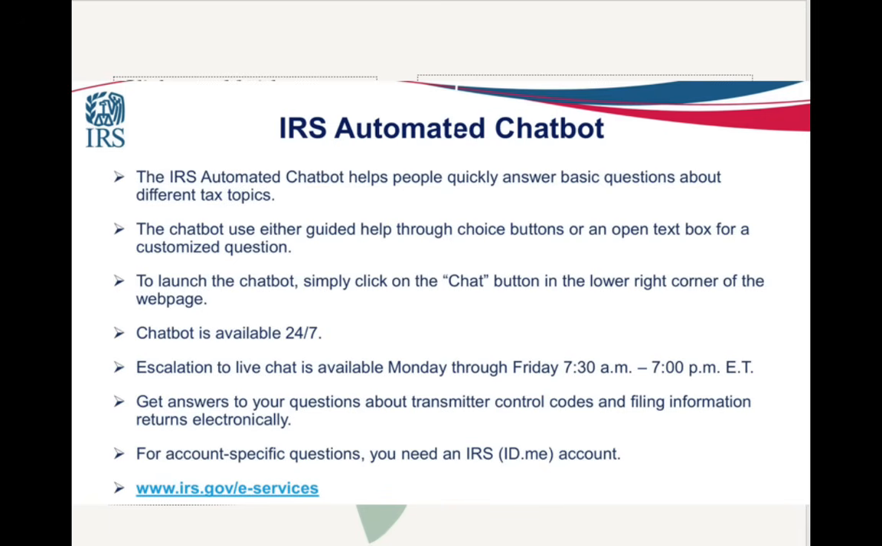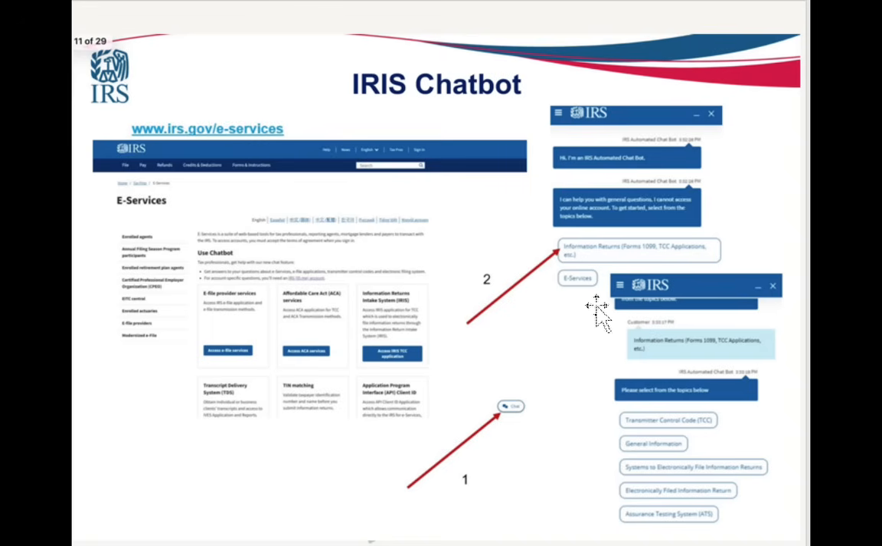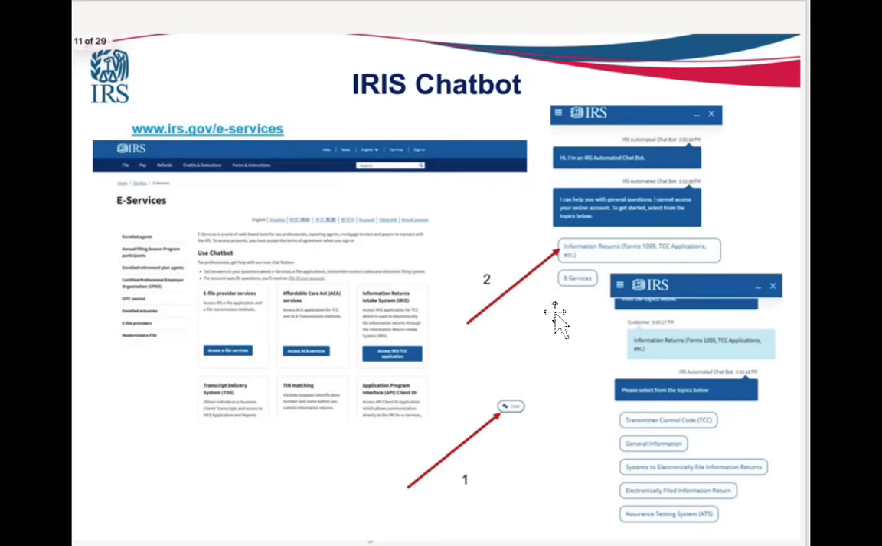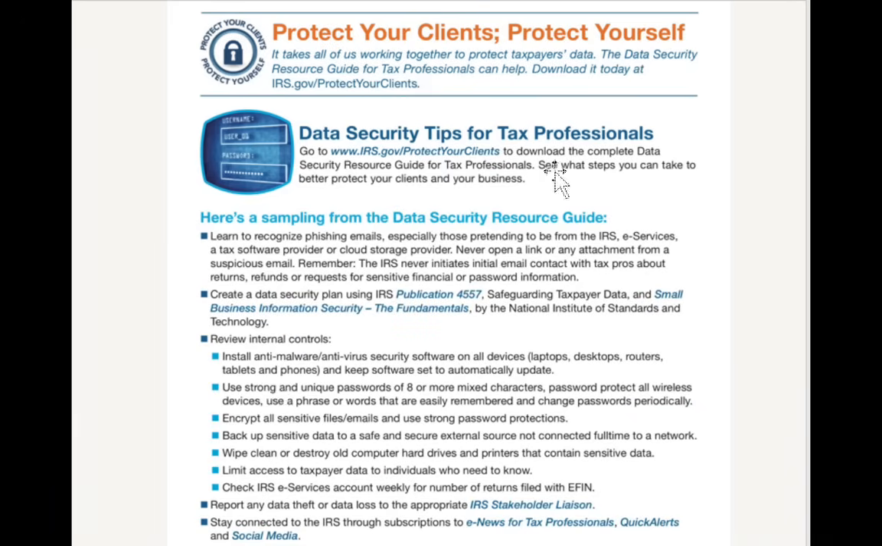Then if you need help, there's an IRS automated chatbot available, which you can use to get some of your answers. The chatbot can be accessed from here. Escalation to live chat is also available. The chatbot is available 24/7. For escalation, Monday to Friday, 7:30 a.m. to 7 p.m., you can get help there. The basic questions could be answered from the chatbot over here.